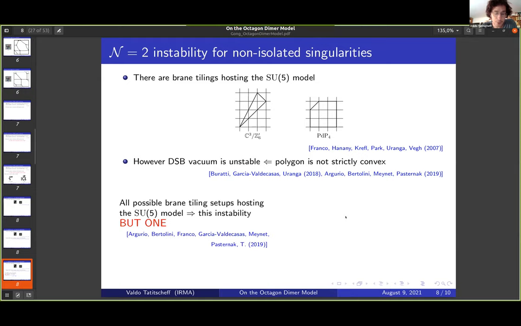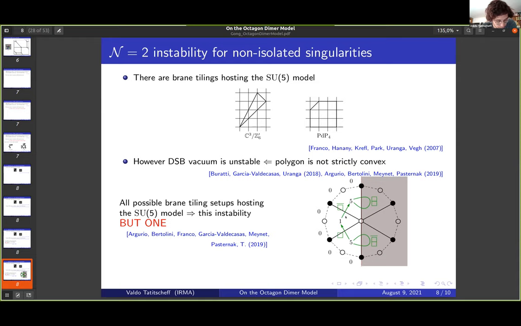We then showed that all brane tiling setups hosting the SU(5) model but one must necessarily be in dimer models corresponding to non-strictly convex polygons. The one I'm speaking of is the hexagonal cluster displayed on the right. Half of it is shaded because it's not this cluster per se, but rather its orientifold, encoded as a reflection with respect to a line, which makes the SU(5) model appear, or rather two decoupled copies of the SU(5) model. Hence the question of whether there exists a brane tiling with the good properties containing this hexagonal cluster.